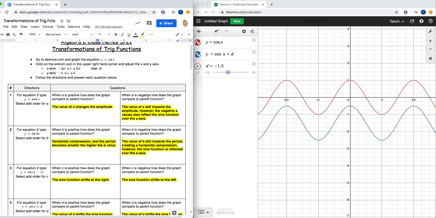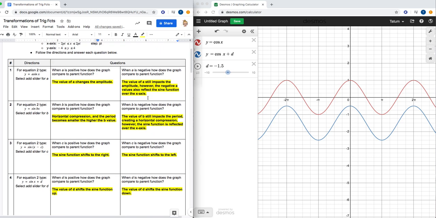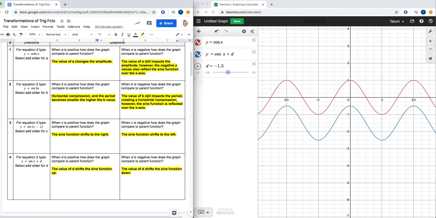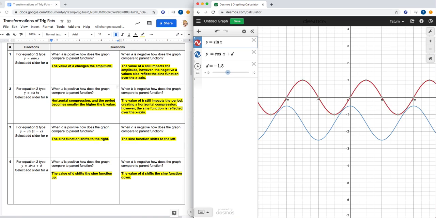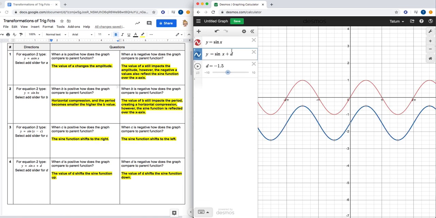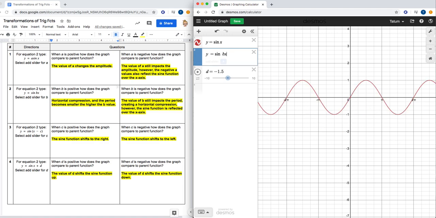And actually, now that I'm thinking about it, we should go back up to where we had our values of b and specify for the sine function as well. Let's see if it mattered. So for the sine of x, let's get rid of that and do bx. Add a slider for b.